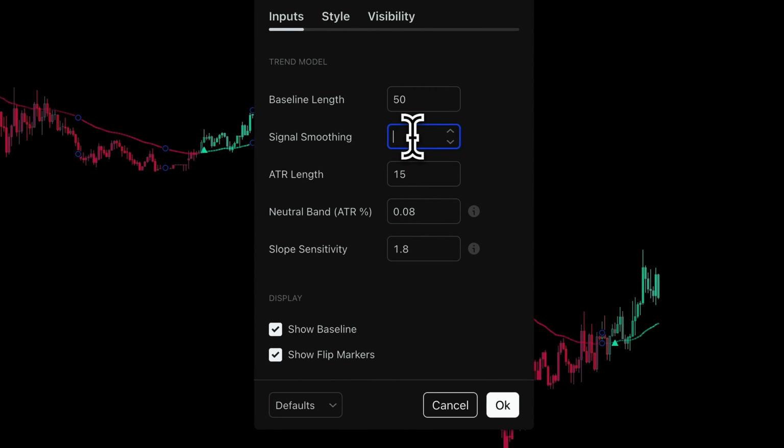The baseline acts as a moving average that follows the trend. So in a downtrend it'll be pink, and in an uptrend it'll be green. Overall, this indicator gives you scalping signals you can use. To boost this indicator's effectiveness, we're going to add a second indicator.